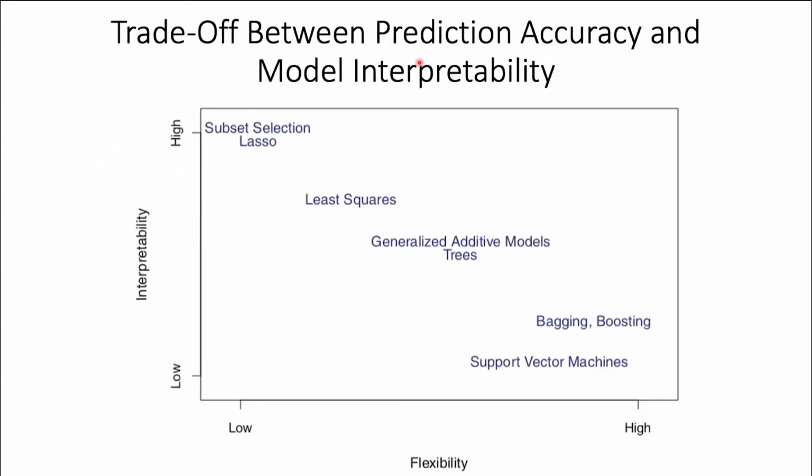So this is an interesting plot, a trade-off between accuracy and model interpretability. Unfortunately, there is an inverse relationship. Of course, you can't have both things be good at the same time.